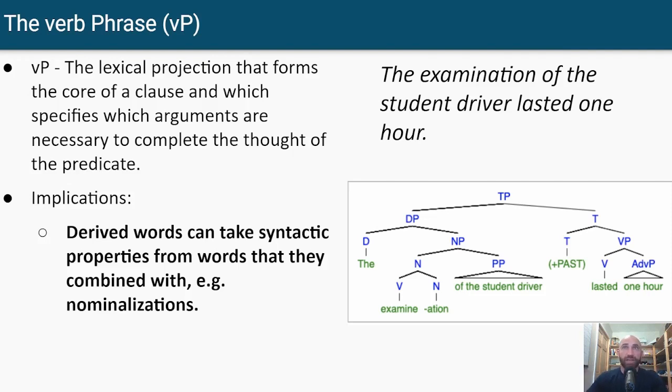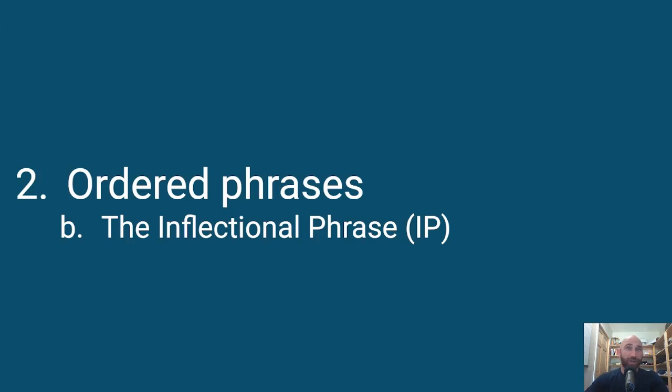It's a very interesting thing, and those two things, dividing up words into classes, syntactic classes, and looking at the property of derived words, are two massive areas in linguistics. So let's move on now to more functional categories. The first one is the inflectional phrase. A ton of work has been done here.